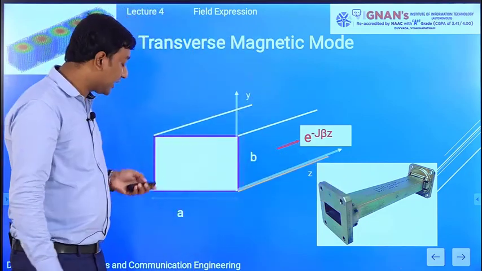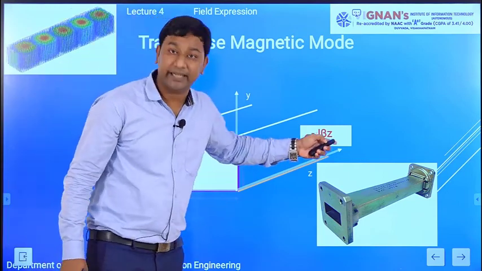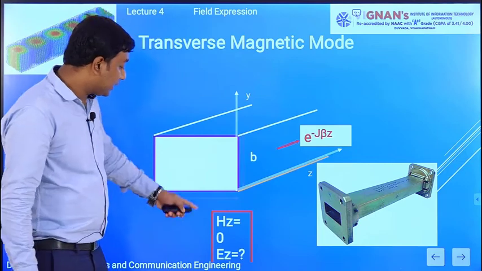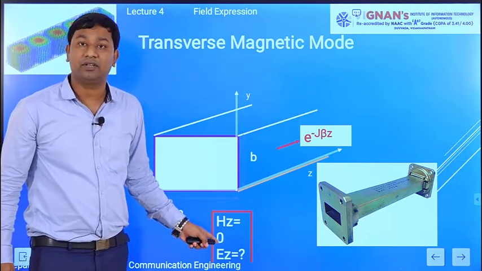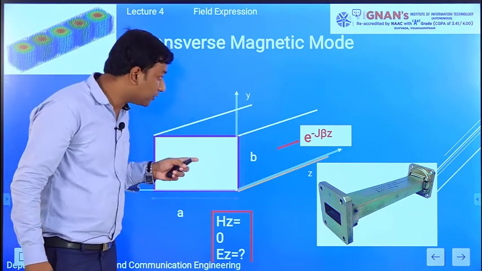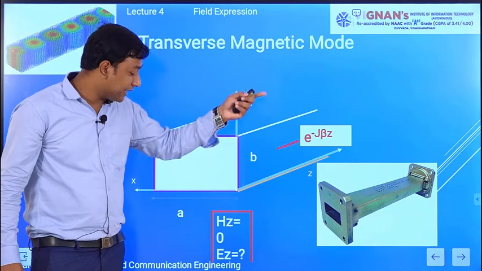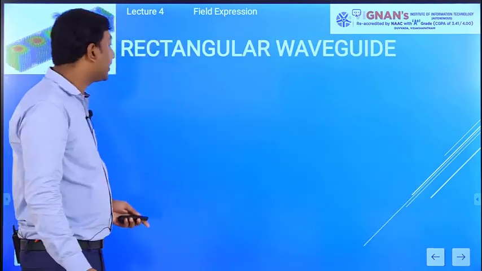In the transverse magnetic mode, the wave is propagating along the z direction, and in the z direction the magnetic field component is 0. That is the definition of transverse magnetic mode. In the wave propagation direction, the magnetic field component is 0, but the electric field component is present.